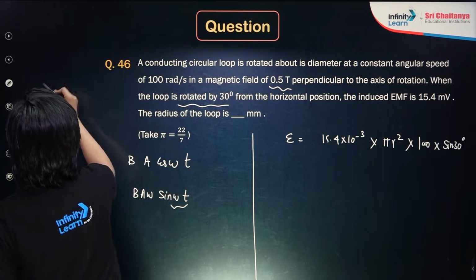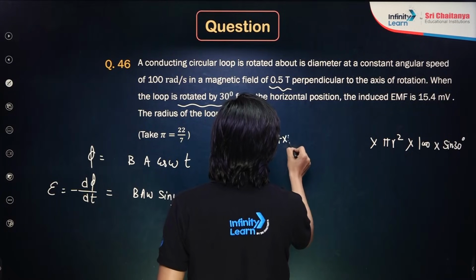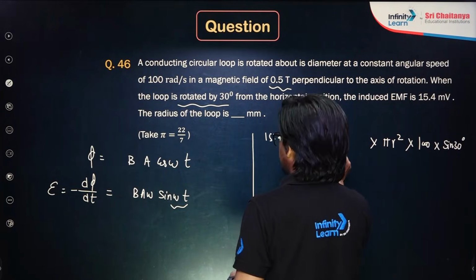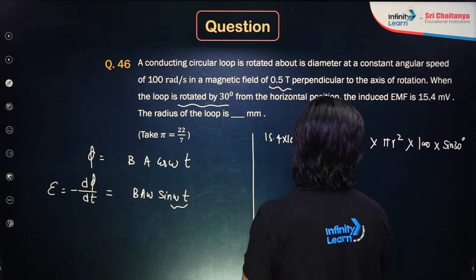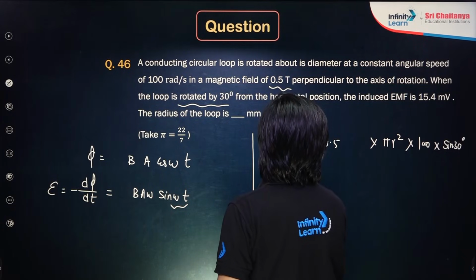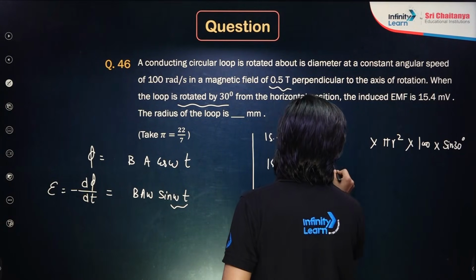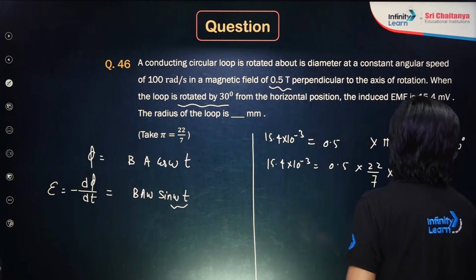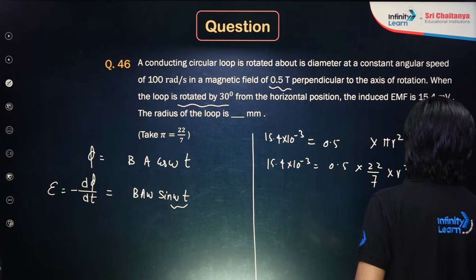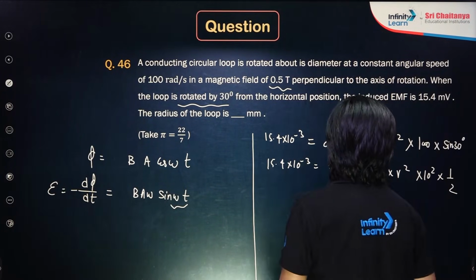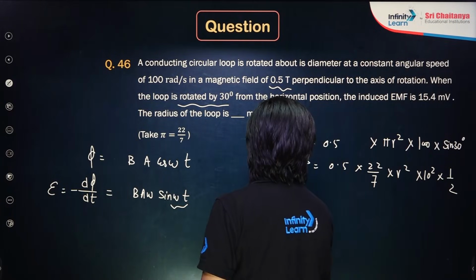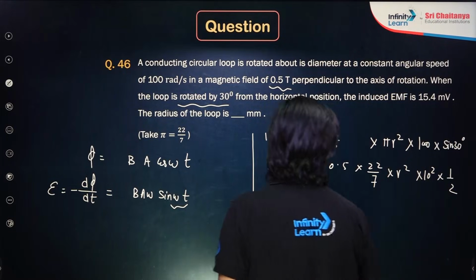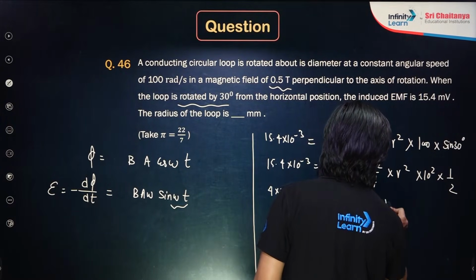So let me just write 15.4 into 10 raised to the power minus 3. Okay, this comes out to be 0.5 into that area pi r square. Okay, now 15.4 into 10 raised to the power minus 3 equal to 0.5 into 22 by 7 into small r square into 10 raised to the power 2 into 1 by 2. Okay, so 0.5 divided by 1 by 2, so that is 1 by 4. So you will get 4 into 15.4 into 10 raised to the power minus 3 is actually equal to 22 by 7 into r square.